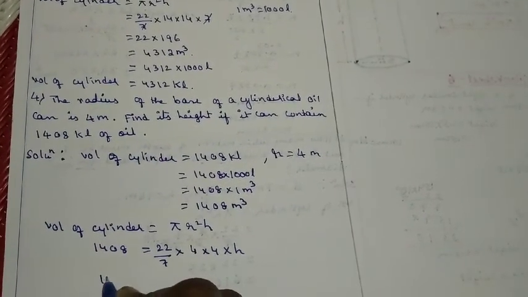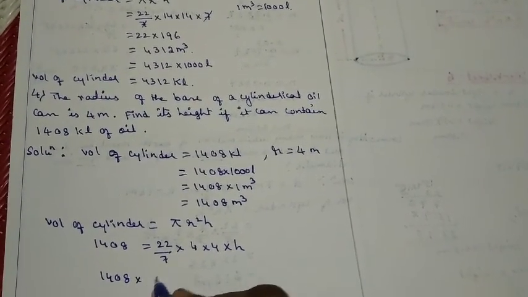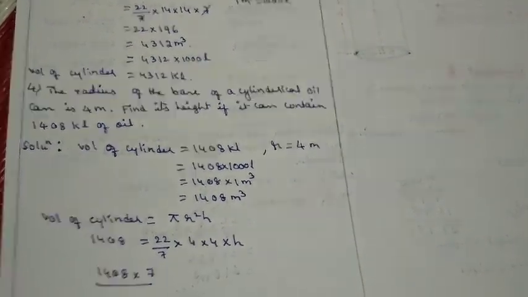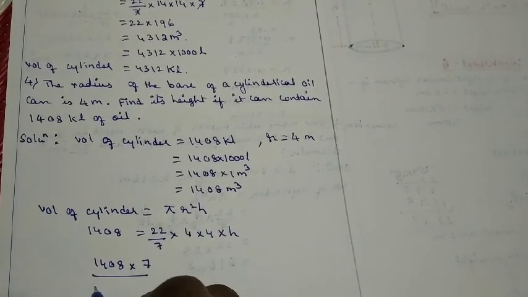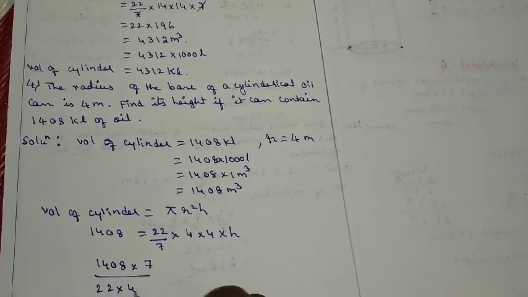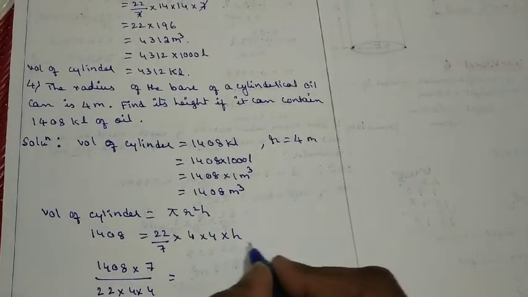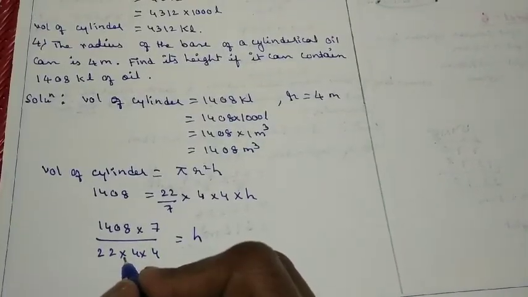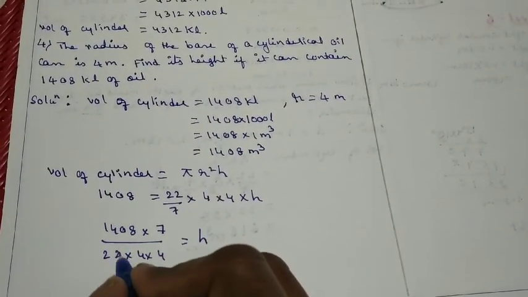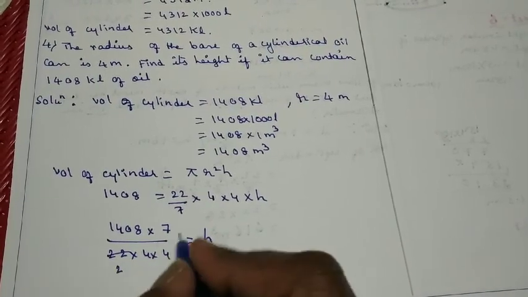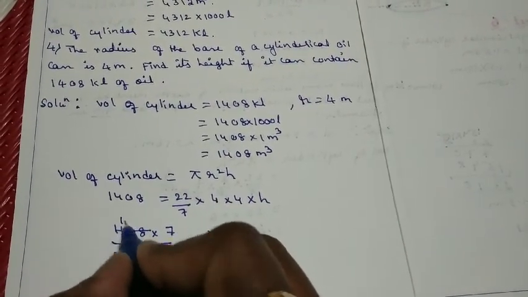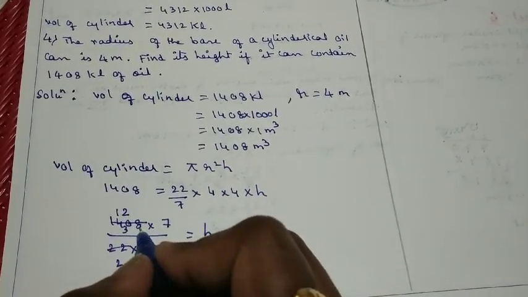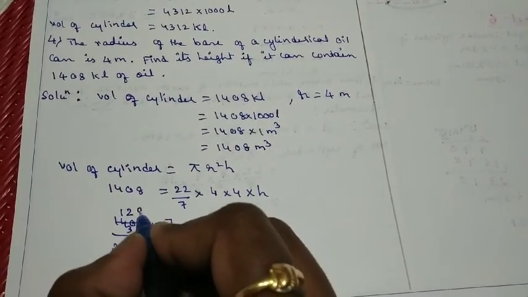Now 1408 into this 7 is under division, divided by, and these 22 into 4 into 4 are under multiplication, so it changes to division. So 22 into 4 into 4, and the remaining on the RHS is h, which is the variable. So cancellation is possible, we can do it. I'll go with the 11 table. 11 2s are 22, 11 1s are 11, so 3 remains. 11 2s are 22, 8 remains. 11 8s are 88.